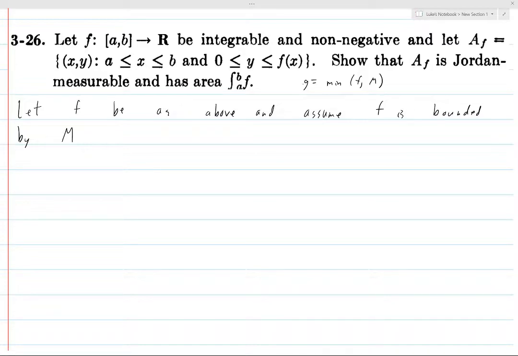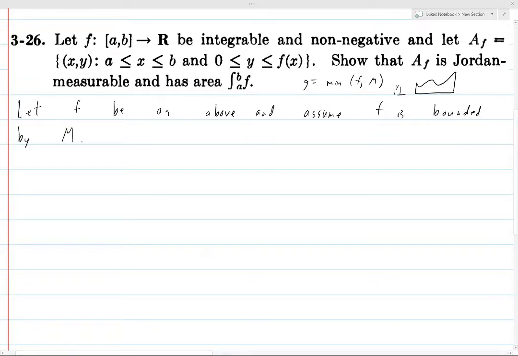So f is as above, assume f is bounded by m and non-negative. Let's see here. And so we have AF is this set. So basically, if you have this function and it looks like this, maybe, let's make it look like that. And this is the x-axis and y-axis, x and y, then this set looks like this, basically. So you've got the left-hand side, the right-hand side, the bottom, and the top. Okay.